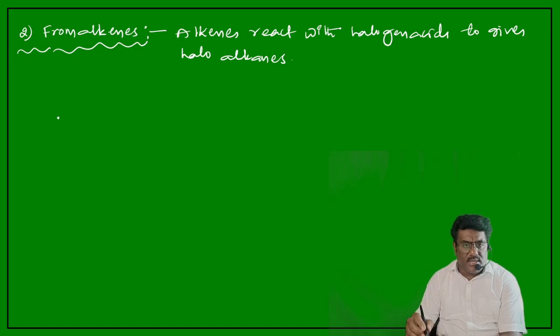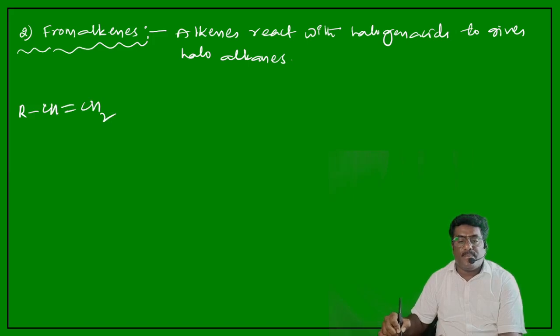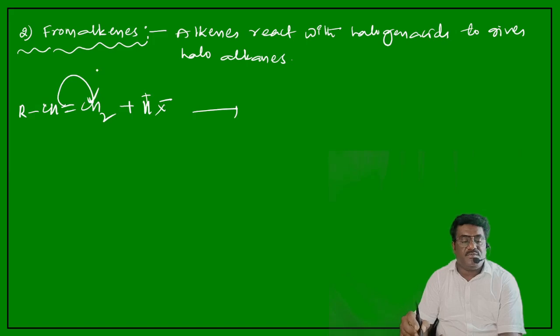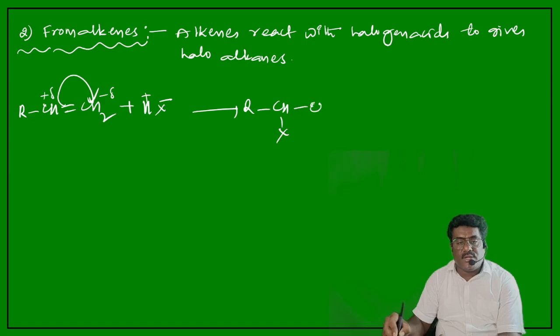I am taking the example alkene RCH double bond CH2, in presence of hydrogen halide HX, H plus X minus. The pi bond is shifted. Here it gets partial positive charge, here partial negative charge. It forms RCHXCH3. This is the product.